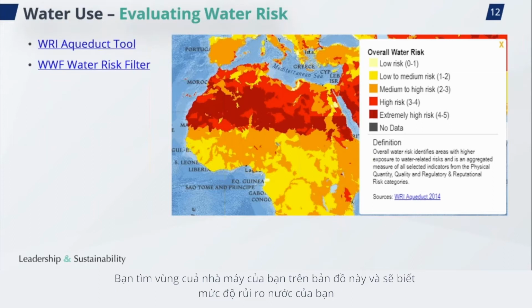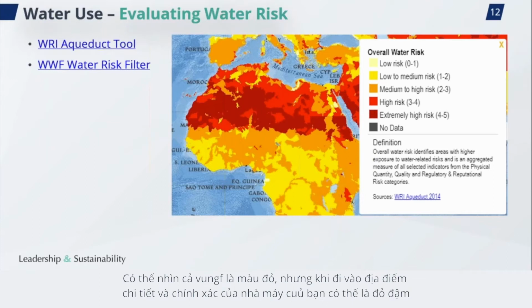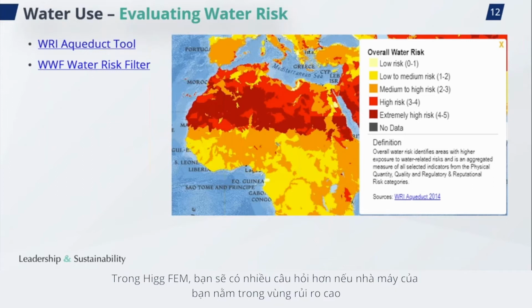You need to be quite detailed, so you need to give the coordinates or the actual specific location where you are, since the colors in the regions may look as if everything is red, for example, but if you go into detail, it may actually be dark red. So this is one of the applicability questions, and depending on your water risk, you will get slightly different questions in the Higg FEM. There will be more questions if your facility is located in a high risk area.